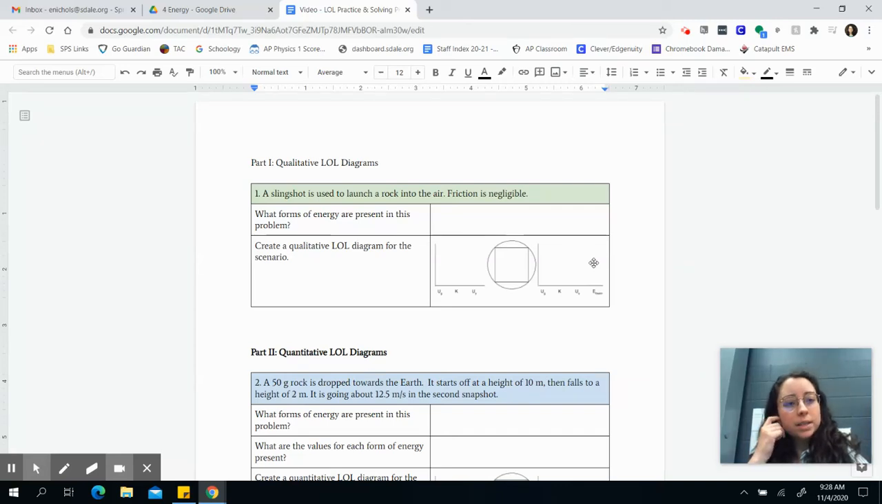Good morning. I want to make you guys a series of videos to guide you through understanding LOL diagrams and solving for unknowns in energy problems. So this is part one where we're going to focus on just making a qualitative LOL diagram. You're thinking, what's an LOL diagram? Well, it's this diagram that's sitting right here.